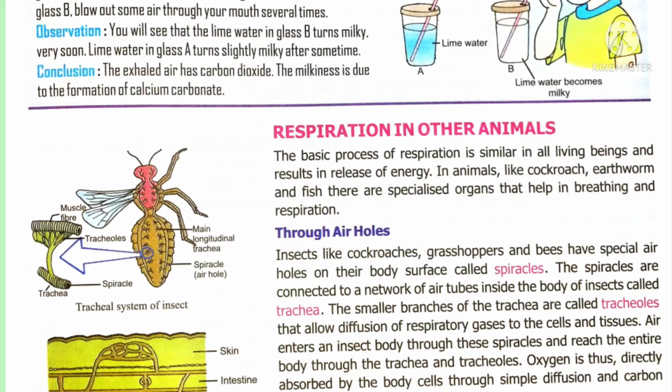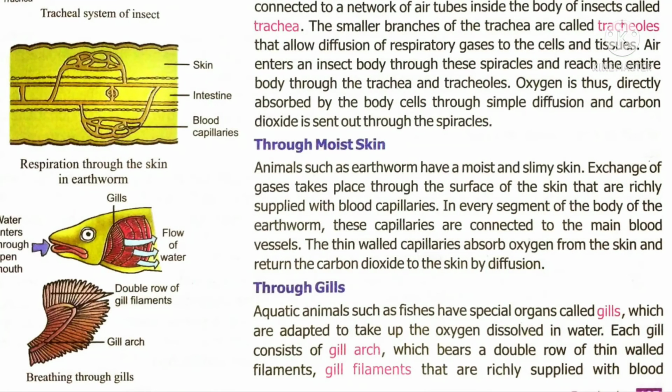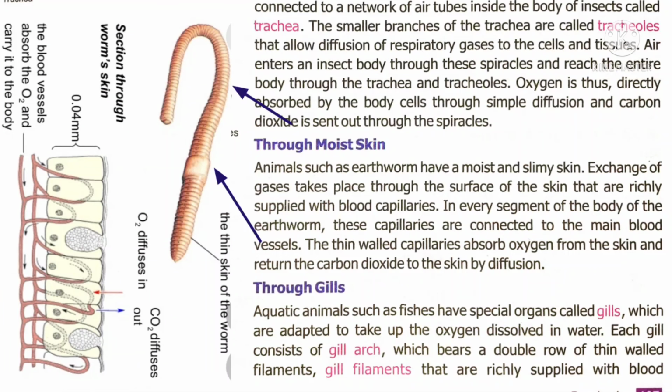Next, we are going to study respiration in earthworms. Animals like the earthworm have a moist and slimy skin through which the exchange of gases takes place, richly supplied with blood capillaries. In every segment of the earthworm's body, these capillaries are connected to the main blood vessels. The thin-walled capillaries absorb oxygen from the skin and return carbon dioxide to the skin by the process of diffusion.